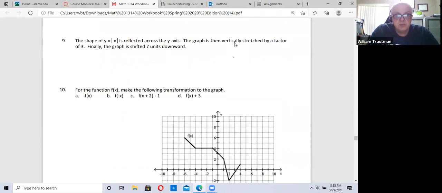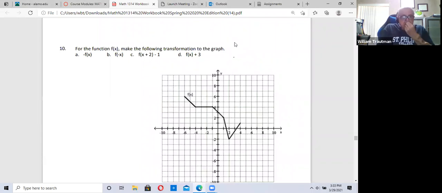And number 9 is similar. Number 10. Let's just look at this one. I don't think I have one of these on the test, but let's just look at this one. This one says move the graph down 1 spot, and a +2 on the outside on the inside means left.